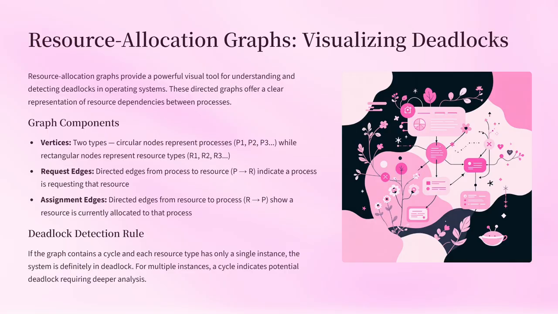Deadlock detection. If the graph contains a cycle and the resource type has only one instance, the system is definitely in deadlock. If there are multiple instances, a cycle indicates potential deadlock and requires further analysis. By visualizing the resource dependencies, we can detect and prevent deadlocks before they freeze the system.